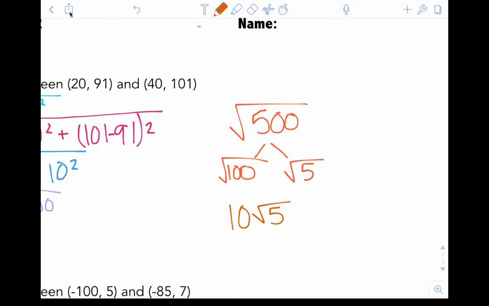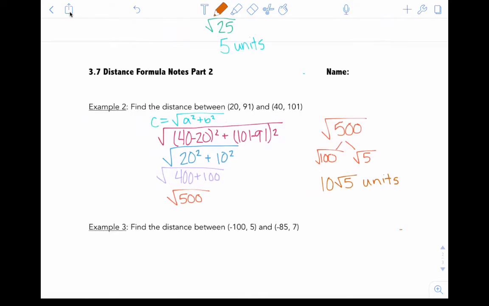And now as I look at this, this is my most simplified answer. So this is going to be my answer for this problem. And I'm going to write this in units. For this set of homework, you only need to simplify your answers. You do not need to estimate on this one. So my answer for example 2 is 10 times the square root of 5 units.